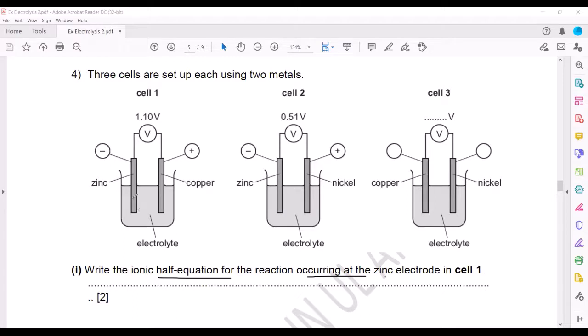So what happened at the zinc electrode, as for cell 1? We know zinc is more reactive, so the zinc atom will turn into a zinc ion, and the electrons will travel from zinc. The majority of electrons will be on the copper, which will attract protons, or hydrogen ions, from the acid, so we'll see bubbles. So we have to write the ionic half equation for conversion of a zinc atom into a zinc ion. The zinc atom changes into a zinc ion by loss of two electrons.